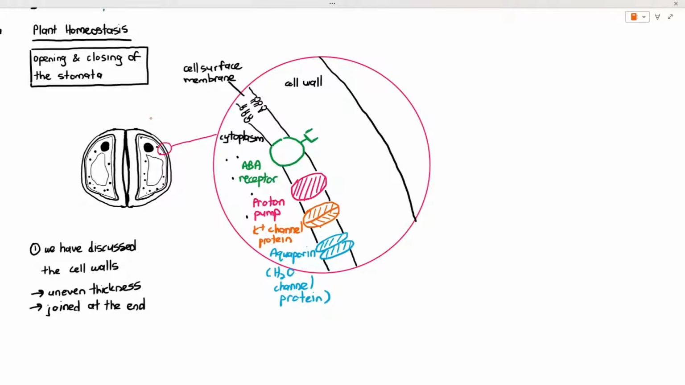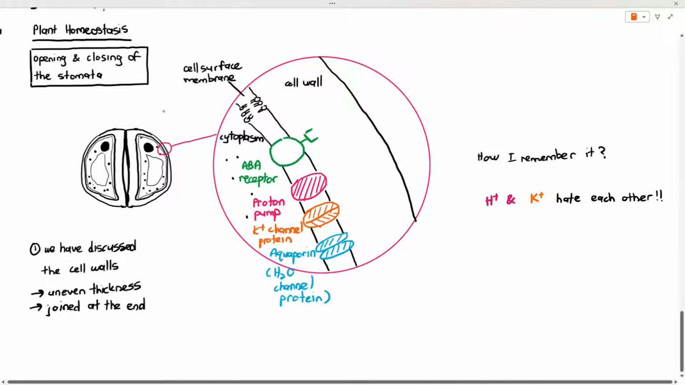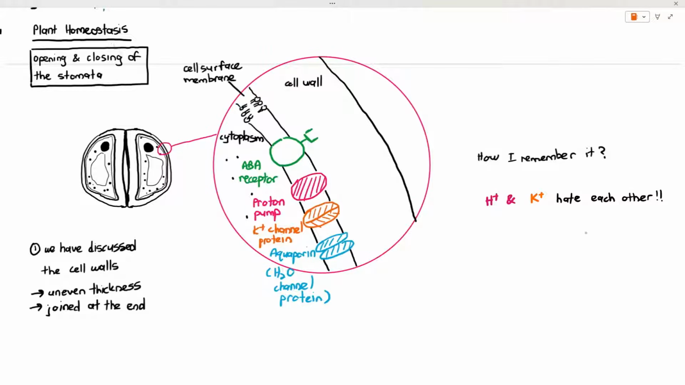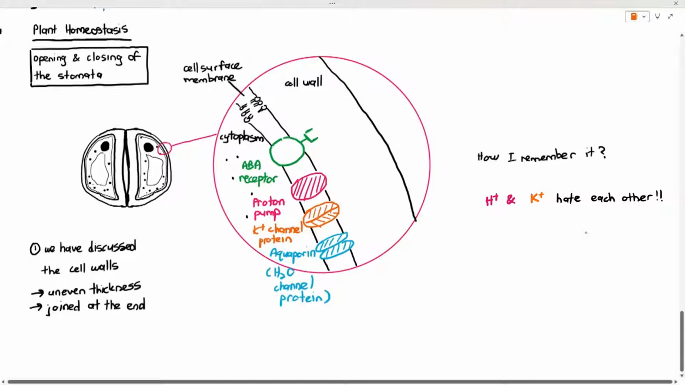And there's a relationship I would like you to remember, by the way. For the purpose of plants, when we are studying this, there is a relationship I want you to know. And the relationship here is as follows. Hydrogen ions and potassium ions hate each other. Hydrogen ions are also referred to as protons, by the way. So hydrogen ions or protons and potassium ions hate each other. They don't technically hate each other, by the way. They just repel each other. But I just want you to remember it like that.